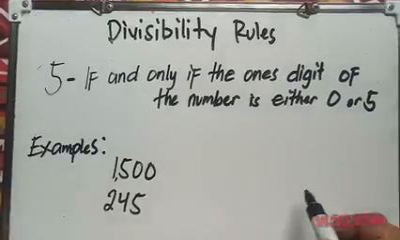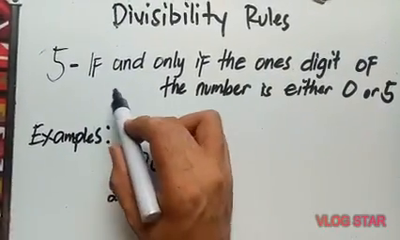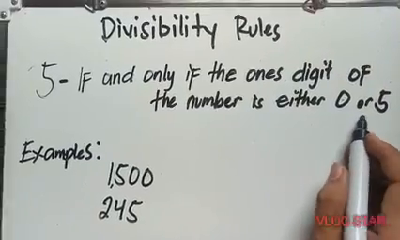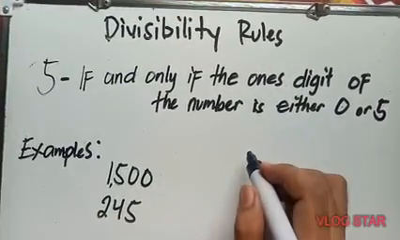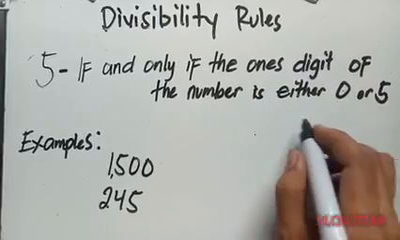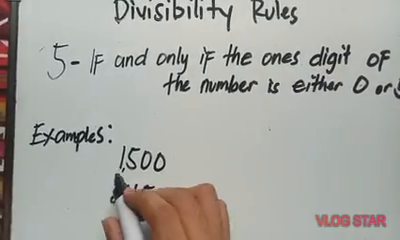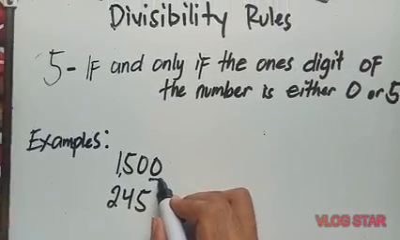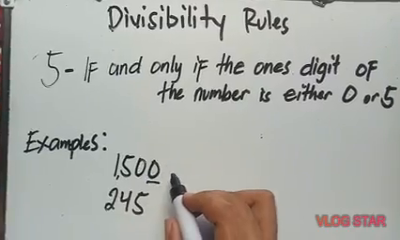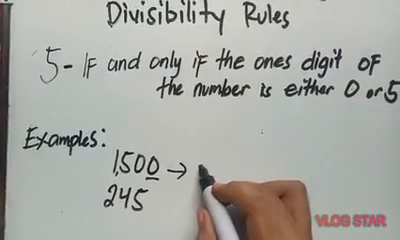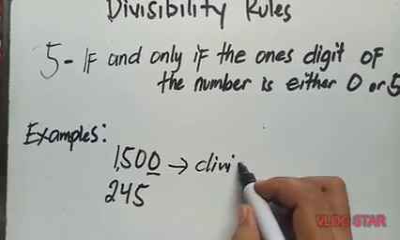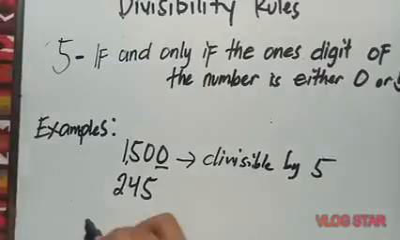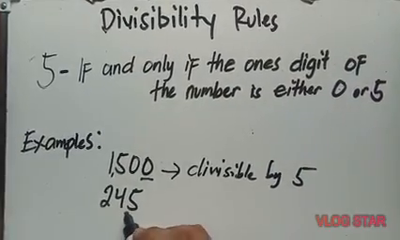So next is divisibility by 5. If and only if the ones digit of the number is either 0 or 5, or the last digit of a number is either 0 or 5. 1,500. Since the ones digit or the last digit of 1,500 is 0, we can say that this is divisible by 5. And next is 245.